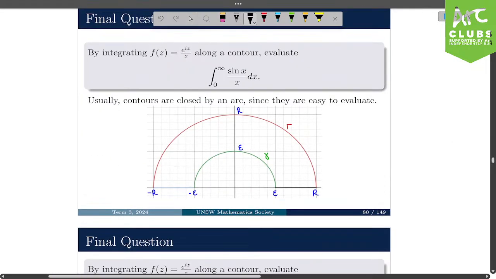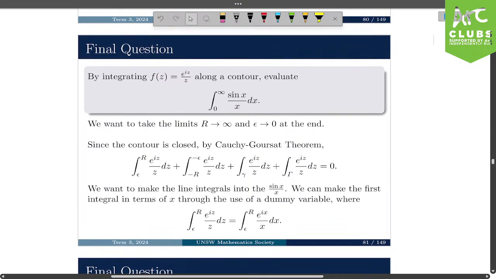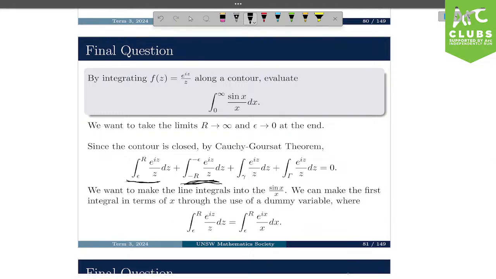So here's the contour that we've created, along which the integral is equal to 0. And it separates into these 4 integrals. These first two are the ones that sum together to form an expression that looks like the integral of sine x over x. And these two are the ones that we need to evaluate.